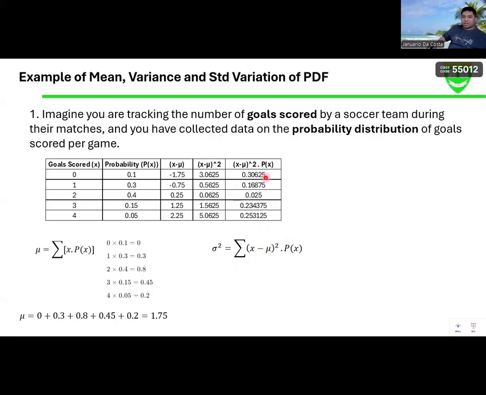So 0.30625 plus 0.16875 plus 0.025 plus 0.2343475 plus 0.253125. You get 0.9875. Do you understand this? Okay, now I understand, teacher. Okay, understand? Any other question?